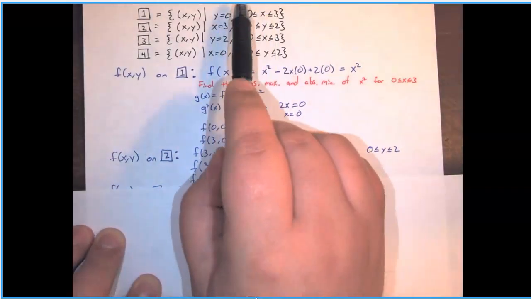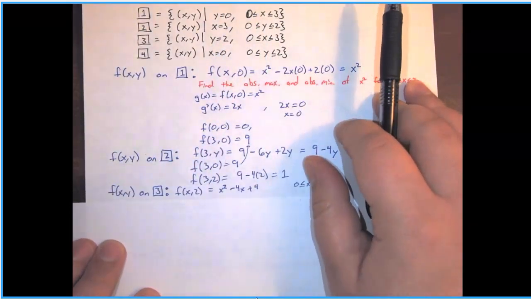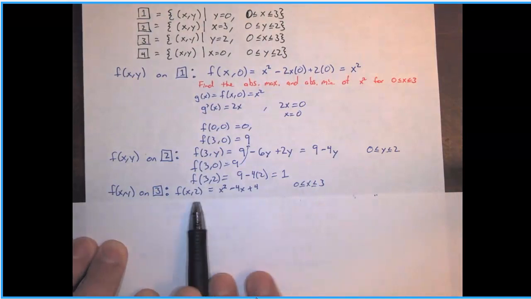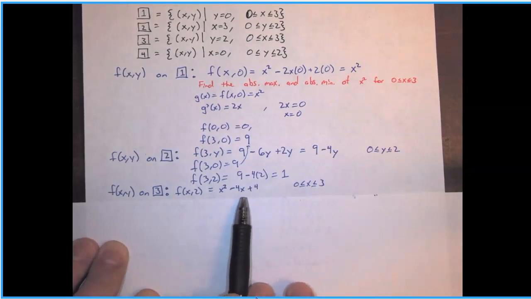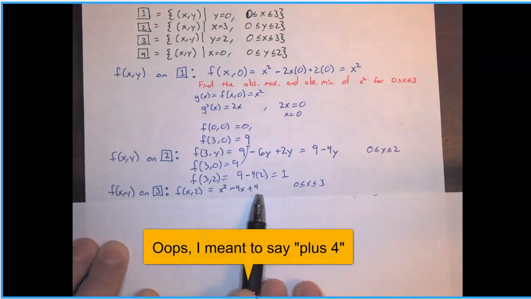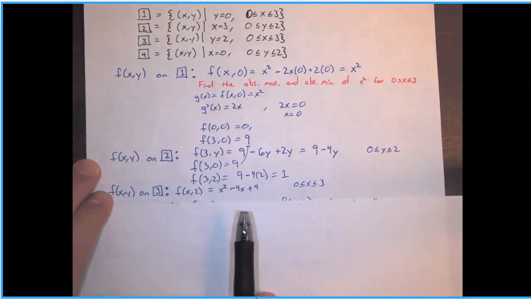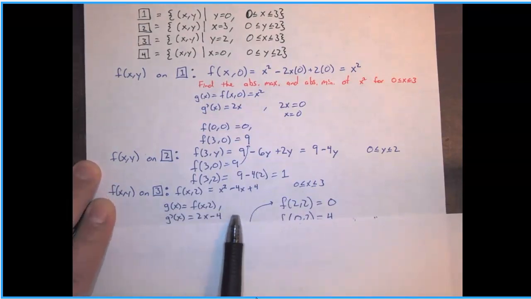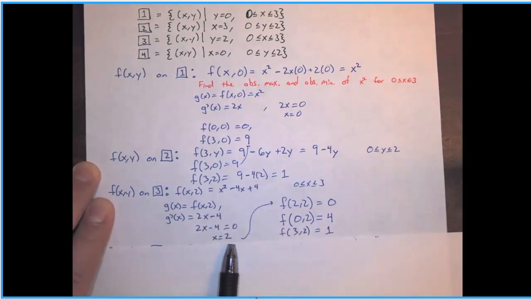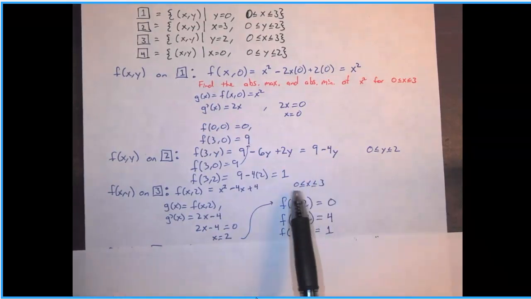Now moving on to the third line segment, y is fixed at 2, x goes from 0 to 3. So now I have this function. I plug in 2 for y, let x be a variable from 0 to 3. The function on the third line segment of the boundary is x squared minus 4x plus 2. This is another parabola. I look for critical points of this function. So call this g. G prime is 2x minus 4. I set this equal to 0 and I solve it. And I get that I have a critical point at x equals 2, which is within this interval. So I have a critical point on the boundary.